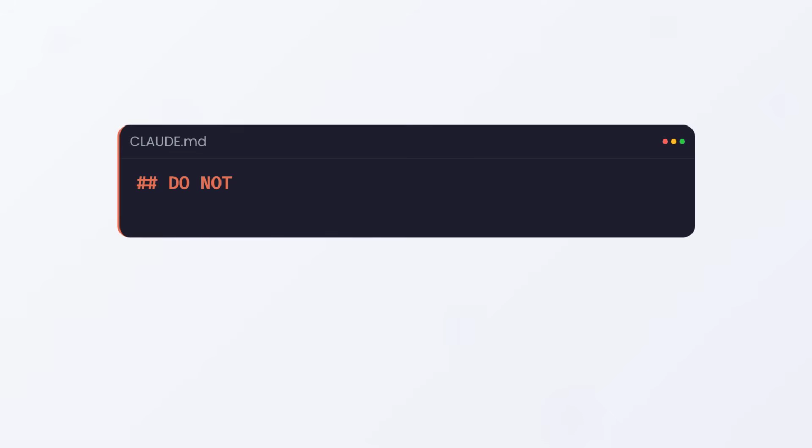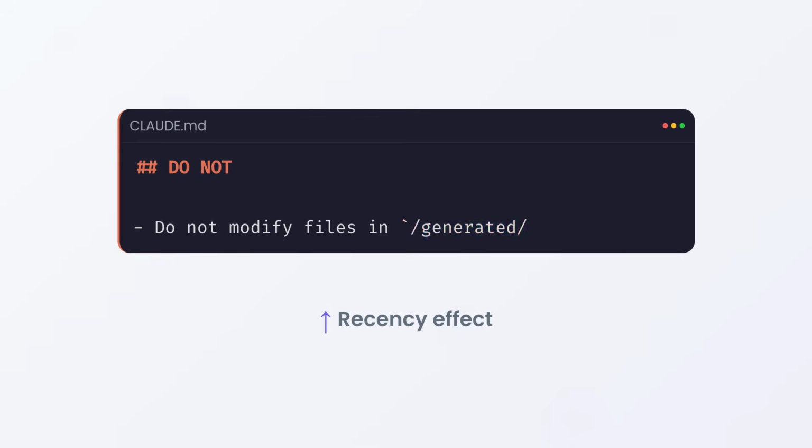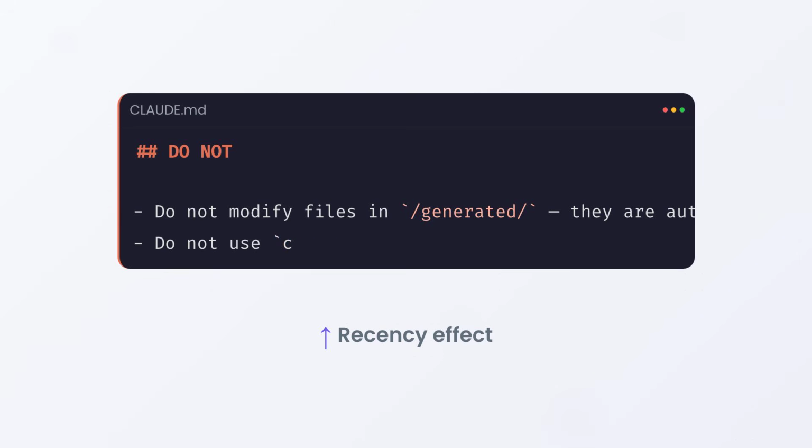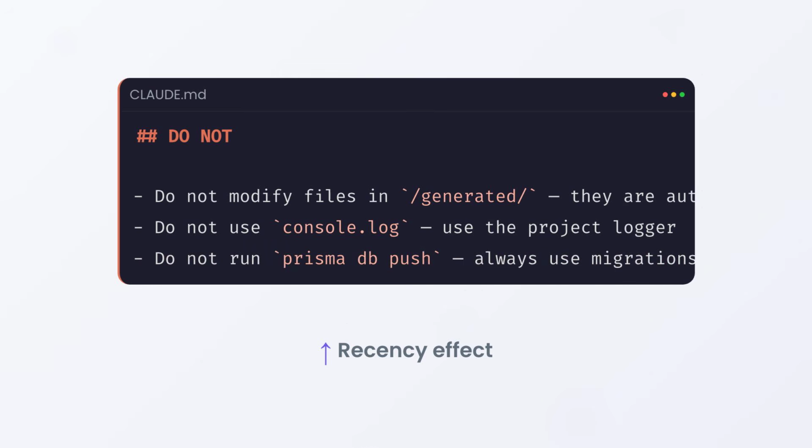Put your do nots at the bottom of the file. Why? The recency effect. Models pay more attention to what they read last, and make each one specific and actionable. Don't say, be careful with the database. Say exactly what not to do, and why.